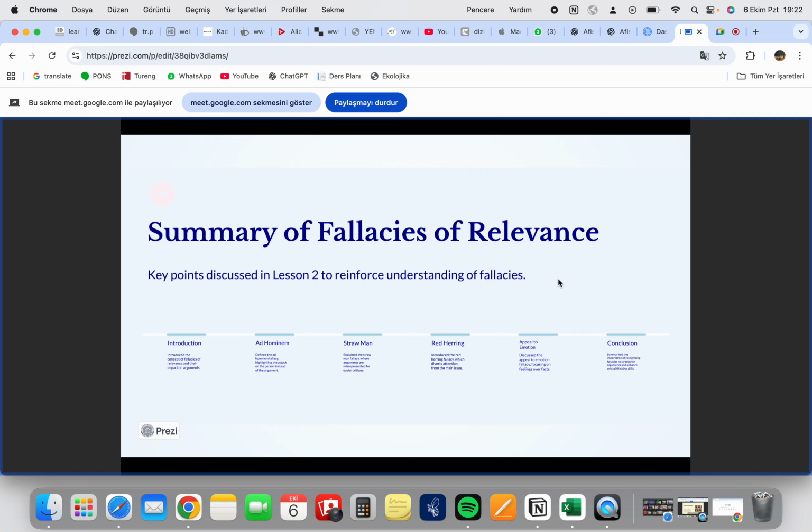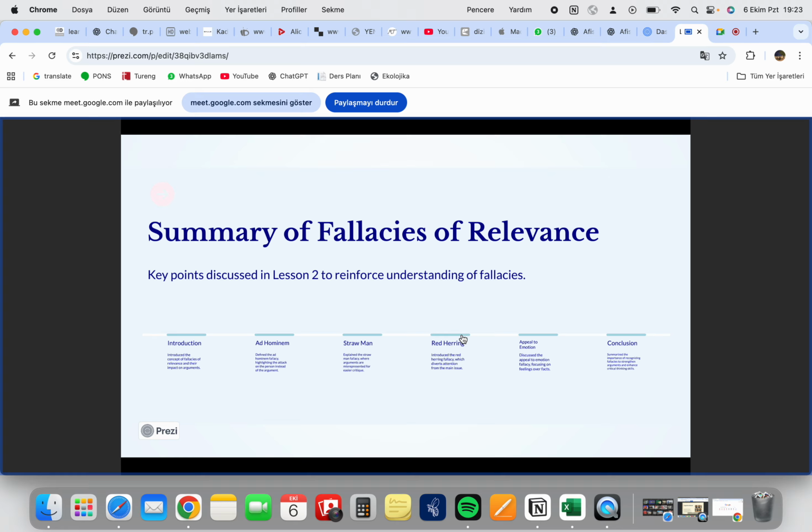We studied 6 main types. We said in there, and then you have the tools to recognize when an argument is off topic or emotionally manipulative. Next class, we will go even deeper into the world of other fallacies and mistakes that happen because of unclear or tricky language.